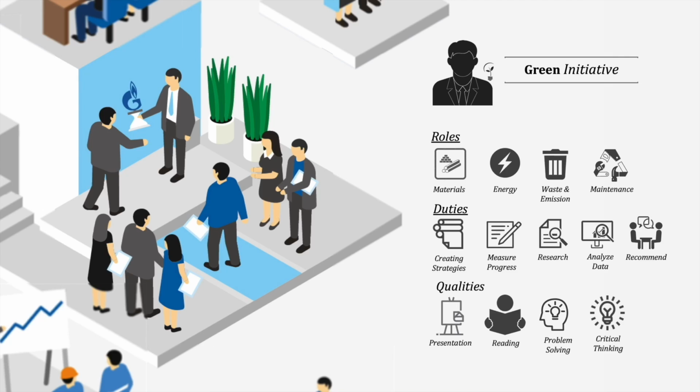This could involve switching to alternative energy sources to lower energy costs, smarter water usage, reducing waste and lowering carbon emissions. Also, his qualities include presentation skills, good reading comprehension, complex problem solving, and critical thinking.